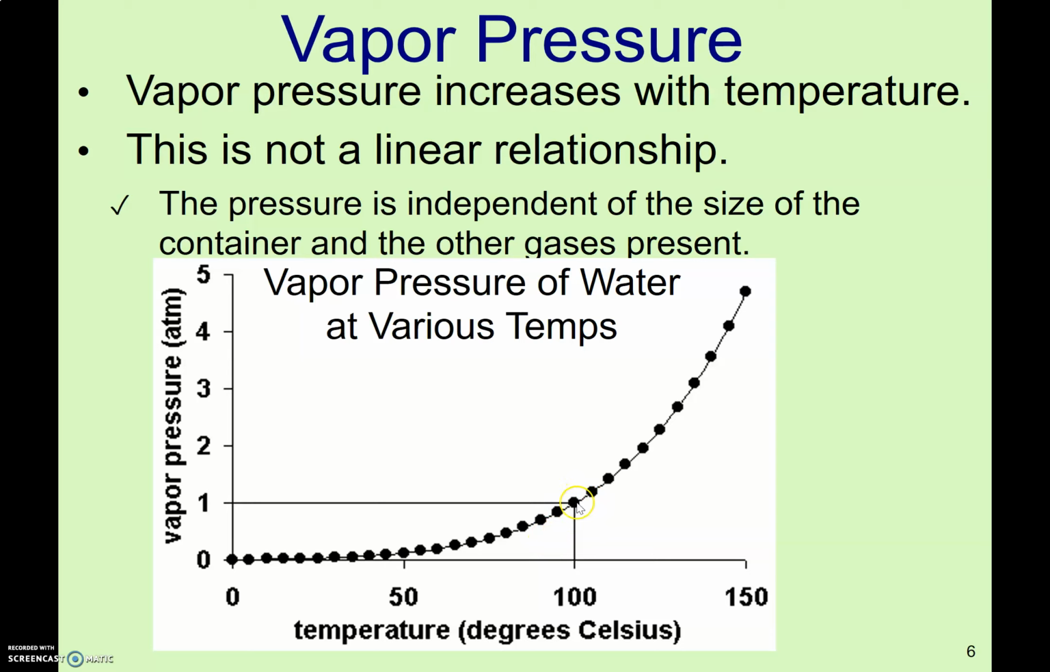Because at this point, many of the particles are turning into gases at the boiling point of water. So at that point, the vapor pressure increases much faster than before the boiling point. But it's just important to know that the relationship is not linear, and it starts increasing faster when you get to the boiling point of the liquid.